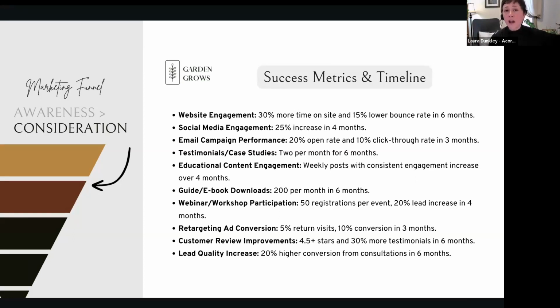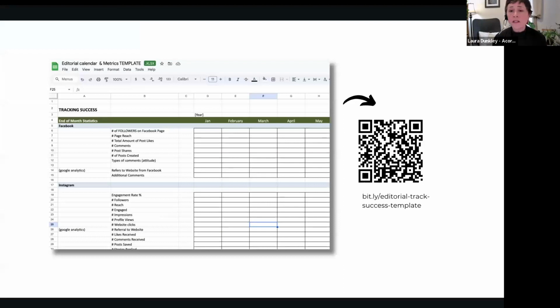You're going to have your timeline as part of your marketing plan, and then it's going to roll up to your marketing goals, which roll up to your business goals. And that's basically the awareness to consideration funnel part of your marketing plan. So, setting your goals. And this is the editorial calendar that I mentioned.